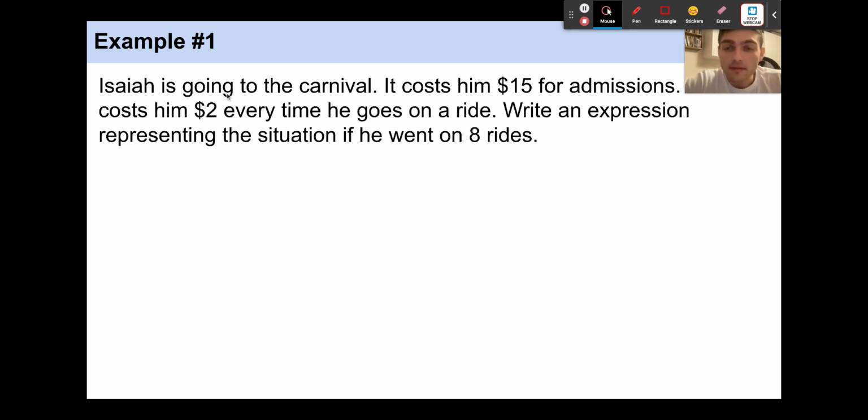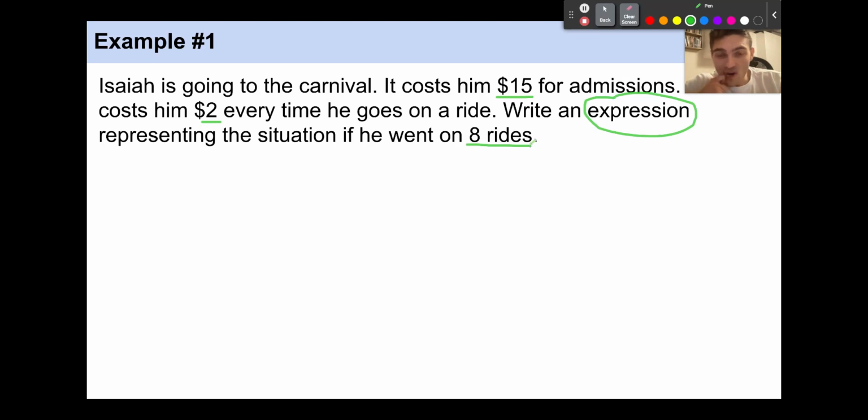Isaiah is going to the carnival. It costs him $15 for admission. So as we read in math, it's helpful if as soon as you see a number, you should probably underline it. It costs him $15 for admission. It also costs him $2 every time he goes on a ride. Write an expression, not an equation, representing the situation if he went on 8 rides.